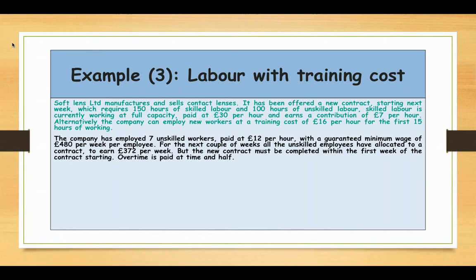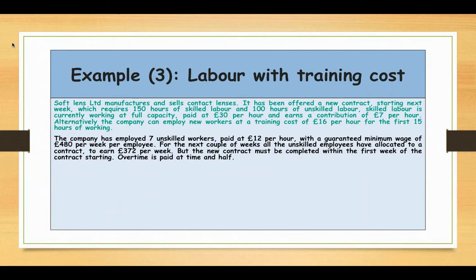So we'll continue. For the next couple of weeks, all the unskilled employees have been allocated to a contract to earn £372 per week. So out of the 40 hours, they are going to work 372 divided by 12. Because they say £372 worth of work they are going to do, 372 divided by 12, which is 31 hours.